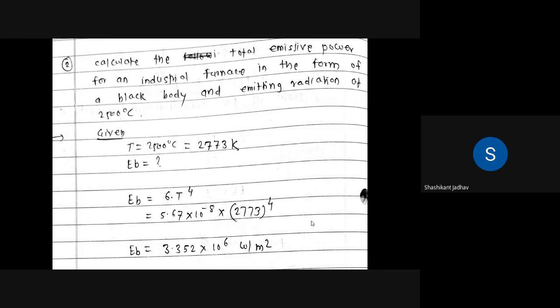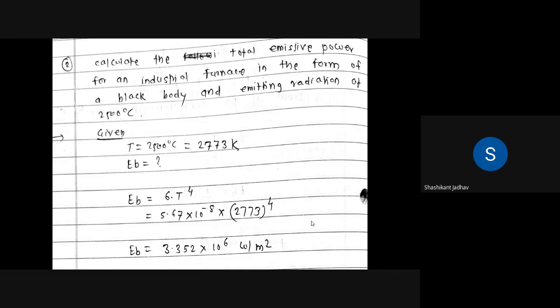And in this case they have said that we have to calculate the emissive power, and the unit of emissive power is watt per meter square. Okay, so EB is equal to 3.352 into 10 raised to 6 watt per meter square. So this is the Stefan-Boltzmann law, that is EB is equal to sigma into T raised to 4. We have to remember this Stefan-Boltzmann constant value, that is 5.67 into 10 raised to minus 8, because if we don't remember this value, then it is not possible to calculate the emissive power of a black body.